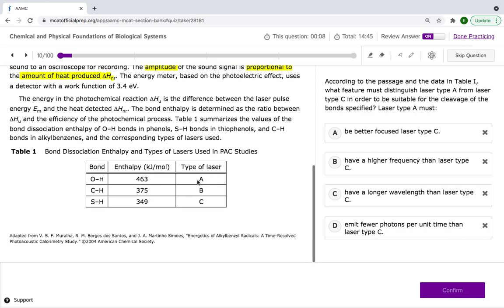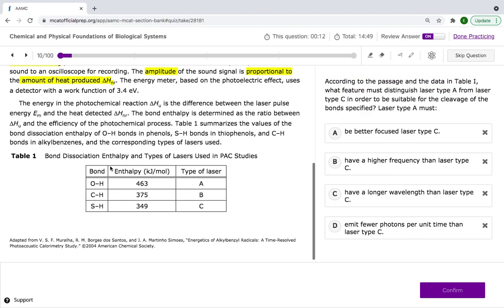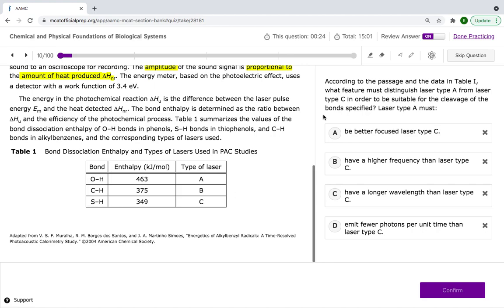Okay. According to the passage and the data in Table 1, what feature must distinguish laser type A? Okay, again, look, according to the passage and data in Table 1. So you go straight to Table 1. You look at Table 1. They said, look at Table 1. They said Table 1, so you go to Table 1. That's it. Which feature must distinguish laser type A from laser type C in order to be suitable for the cleavage of the bond specified? Laser type A must be better focused.